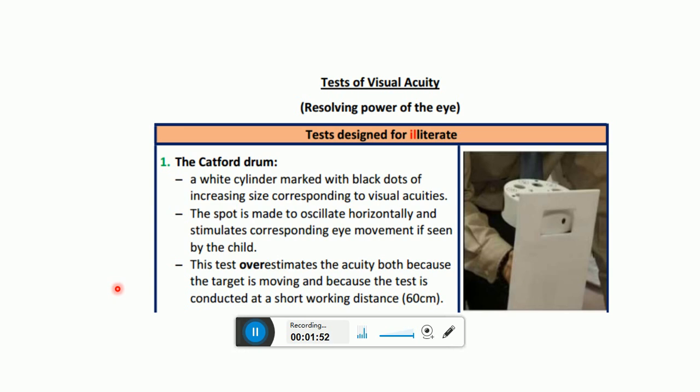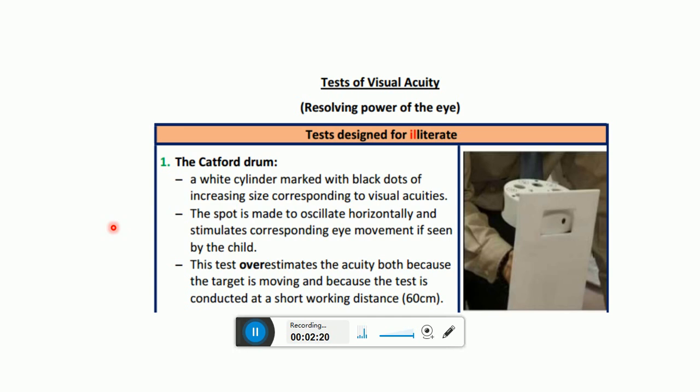The American Academy of Ophthalmology and the American Association for Pediatric Ophthalmology and Strabismus recommend vision evaluation in the newborn, at 6 months, at 12 months, at 1 to 3 years of age, then at 3 to 5 years, and then beyond 5 years. Normal visual acuity at birth is 6 by 120 or 20 by 400.